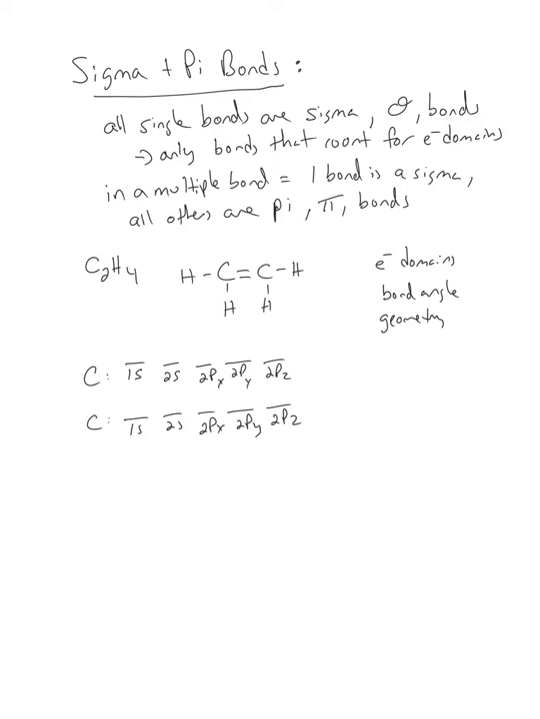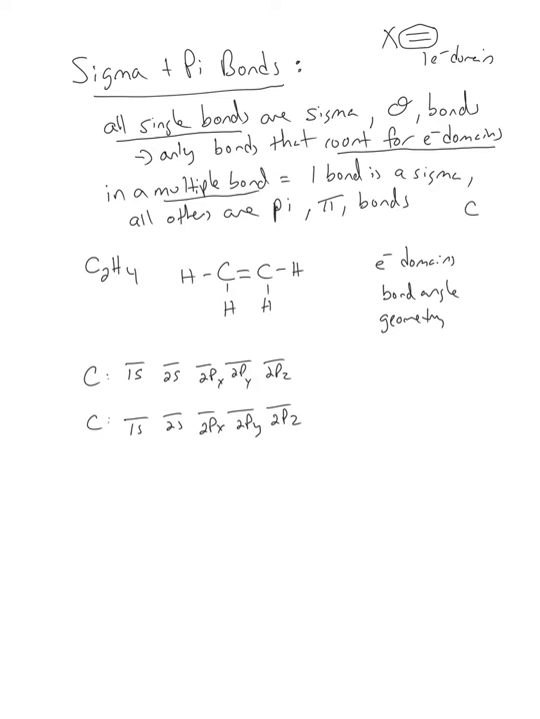So a sigma bond is any single bond. All single bonds are classified as sigma bonds. They're also the only bonds that count towards the number of electron domains. Remember when we said before that if you have a central atom with a double or triple bond, that still only counts for one electron domain. It doesn't count for two in a double bond, only one. That's because of those two bonds, one is a sigma bond and the other is a pi bond. In a multiple bond, one of the bonds is a sigma bond and the other is a pi.